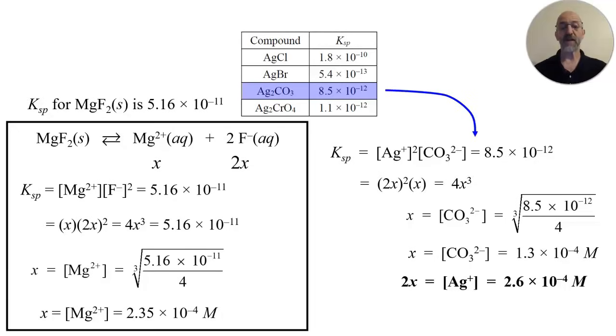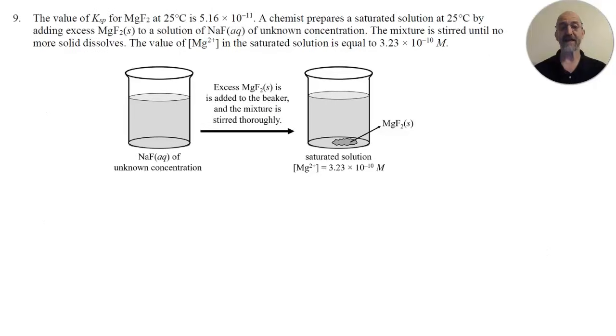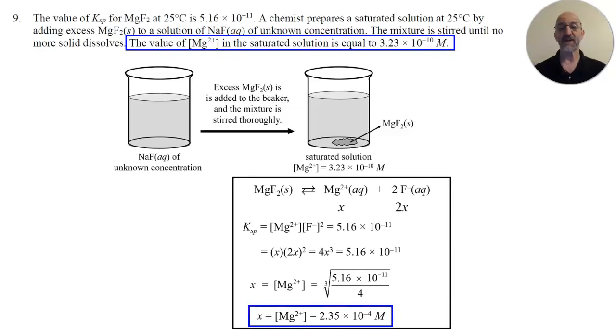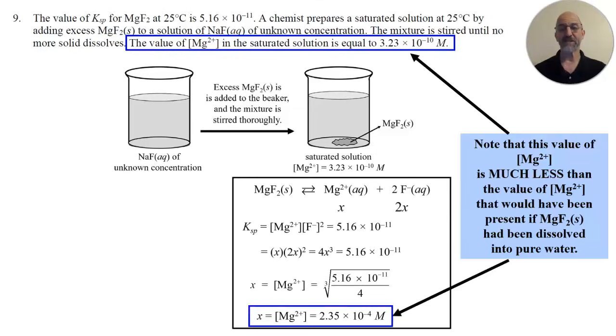So that number you're seeing on the bottom left corner of this slide is the concentration of magnesium that would be present in a saturated solution of magnesium fluoride if we had dissolved it in pure water at the start. Now let's go back and compare what I just showed you with what it said in question 9. So 3.23 times 10 to the negative 10 is much, much smaller than what I just got. So again, this is the common ion effect.